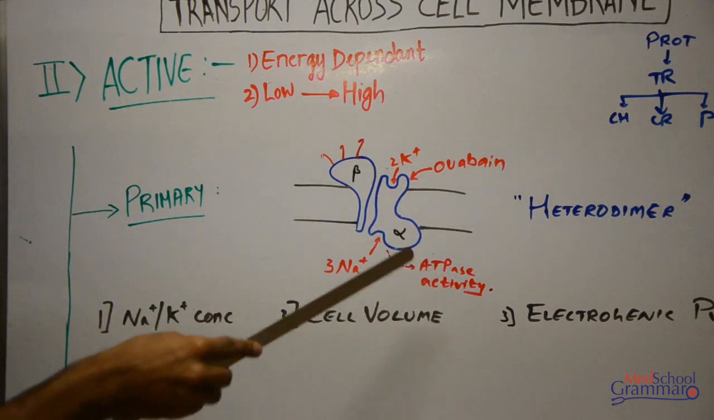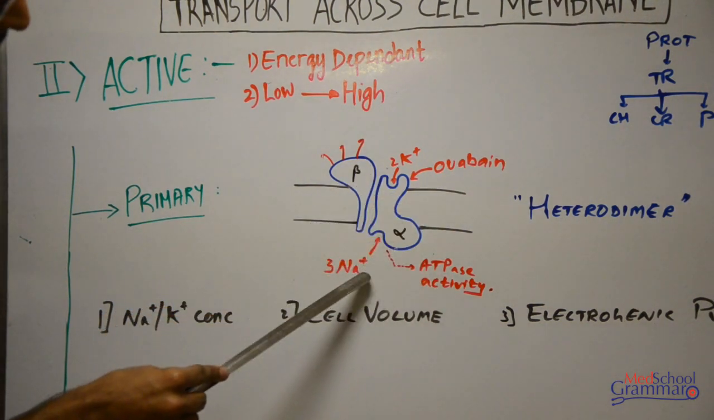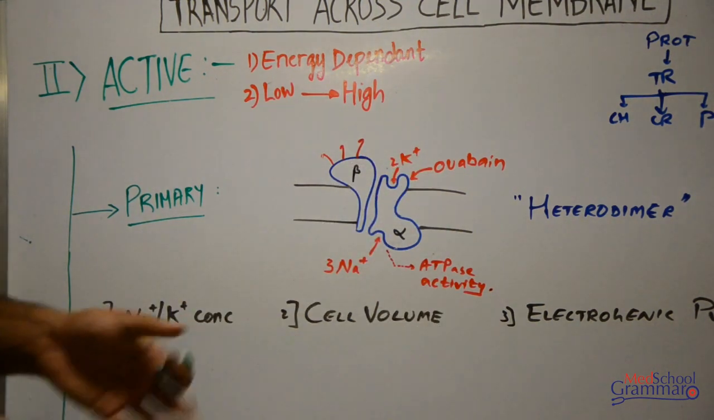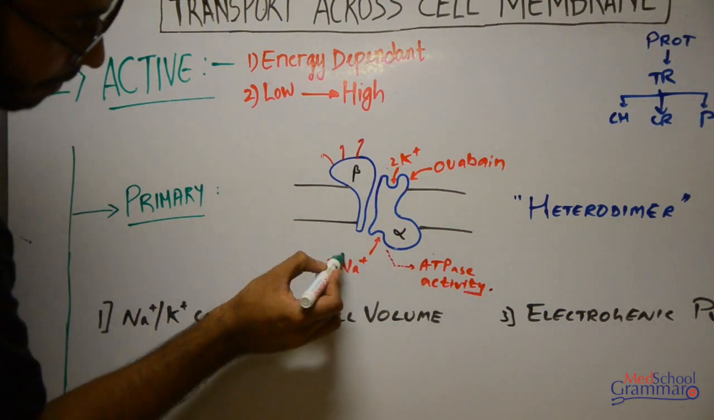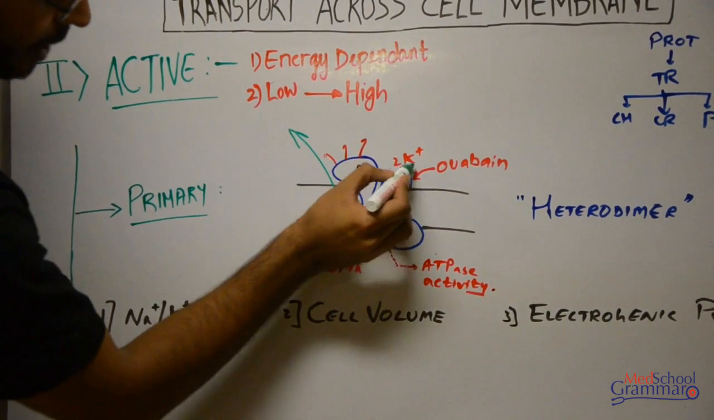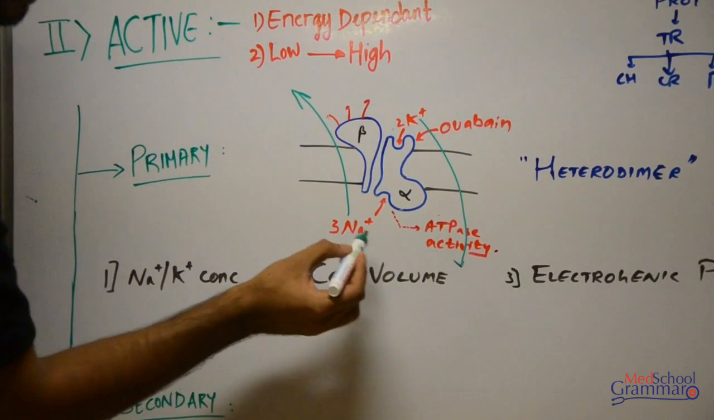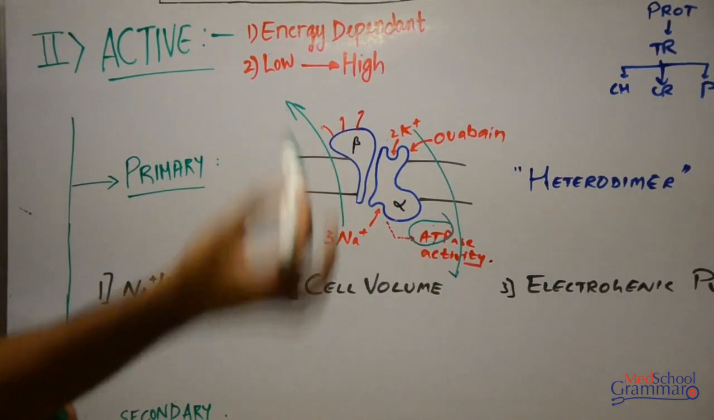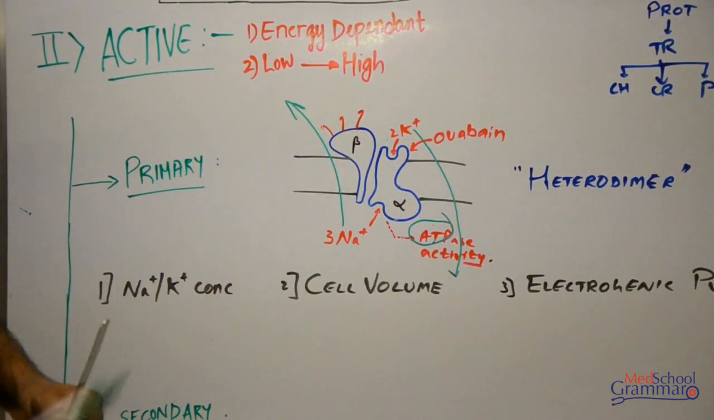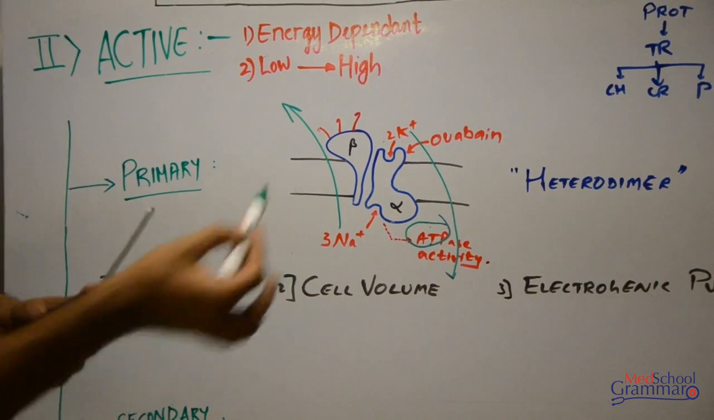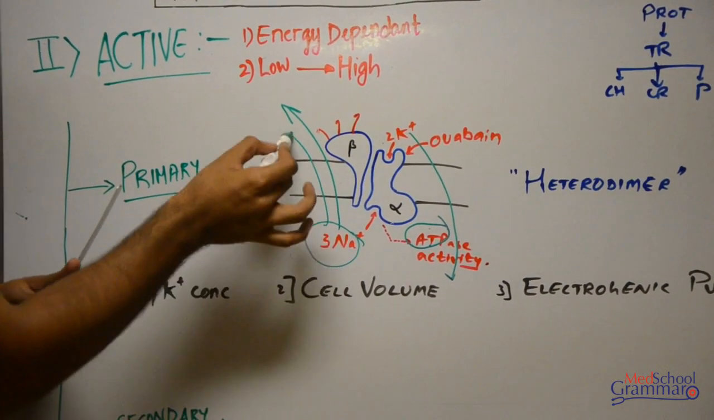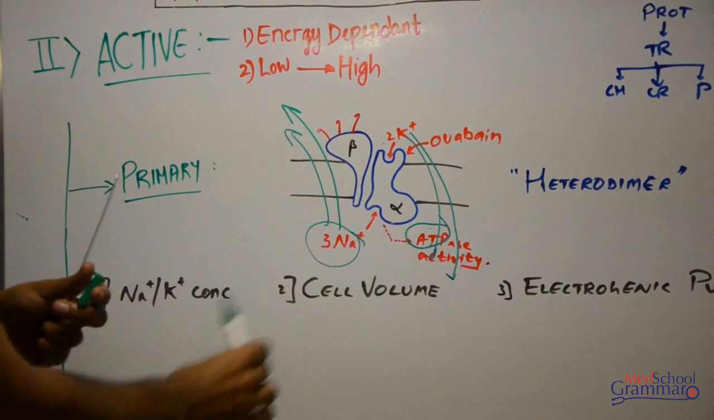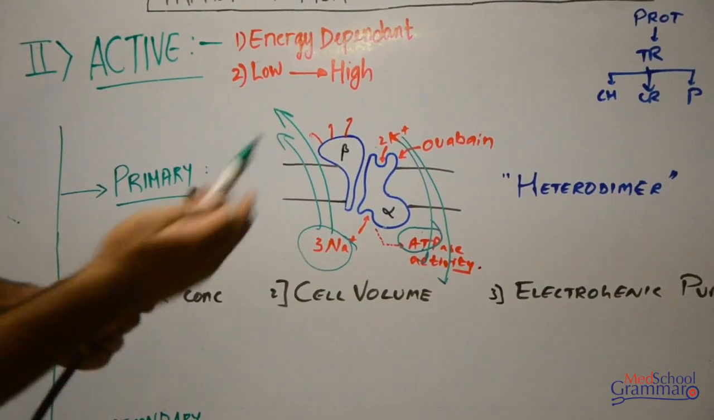The energy released causes conformational change, which pumps these 3 sodium ions outside and 2 potassium ions inside. So what this pump does is pump the 3 sodium ions to the outside and 2 potassium ions to the inside of the cell using ATP as source of energy. So this is the functioning of the sodium potassium pump. Now what is the significance? What do you achieve by pumping 3 sodium outside and 2 potassium inside the cell? What happens? So this leads us to 3 functional significances of this pump.